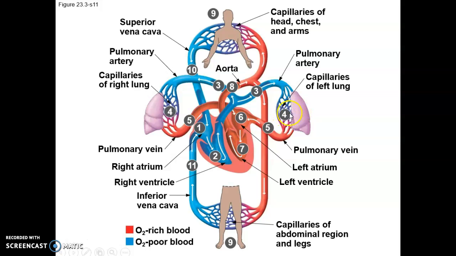Carbon dioxide is moved into the air sacs by diffusion. Oxygen moves in the opposite way, also by diffusion. Then when you breathe out, carbon dioxide is expelled. When you breathe in, oxygen comes in.